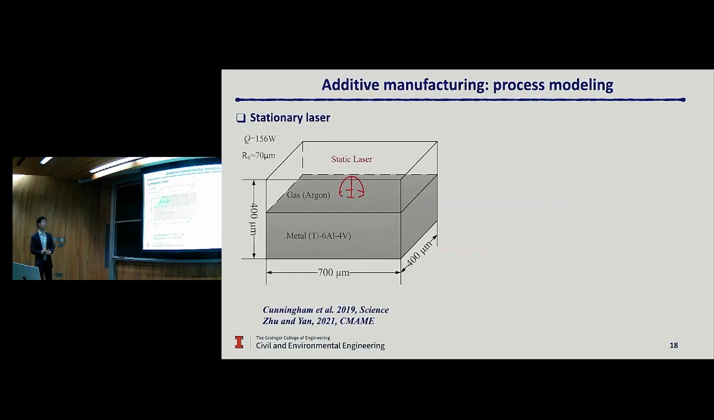Now let me show you several applications. I will first start with several validation cases, and then show you some real-world applications. The first validation you see here is a stationary laser melting process. This process has been experimentally investigated by Argonne National Lab using high-speed and high-resolution imaging.